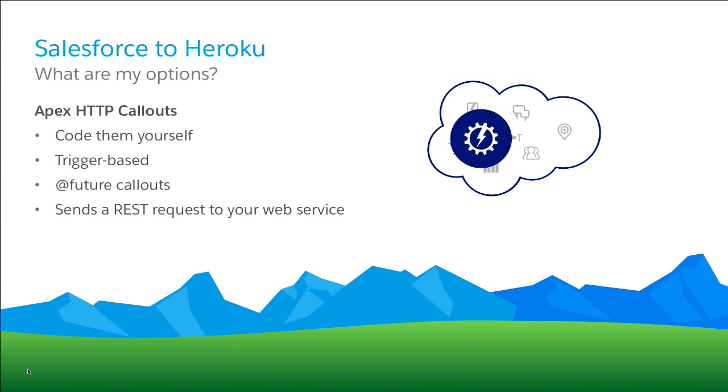And there's also a programmatic solution in Apex. If you're familiar with Apex code, it's quite simple. You can use Apex HTTP callouts to send the data over. For any triggerable object, you're given the data that's changed in the trigger, and then in your Apex code, you would just call a future method that executes asynchronously to send a REST request to your web service, which again is hosted on Heroku.